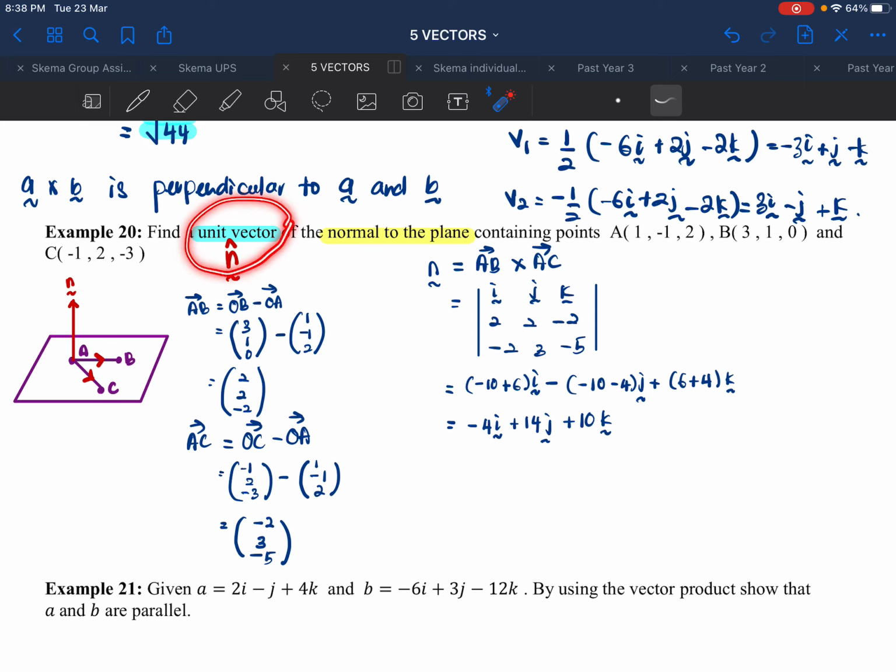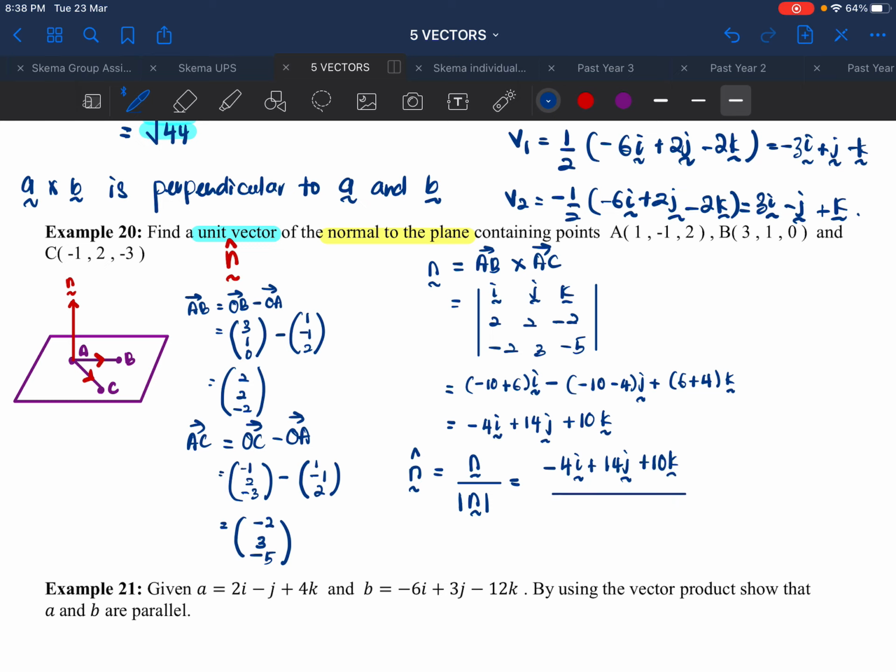So kita tahu formula untuk unit vector. Macam mana formula untuk unit vector kita? Kita ada n hat equals to kita punya vector over dengan magnitude kita. Okay. So vector n kita is negative 4i plus 14j plus 10k. So magnitude kita tak ada, kita boleh cari magnitude kita.